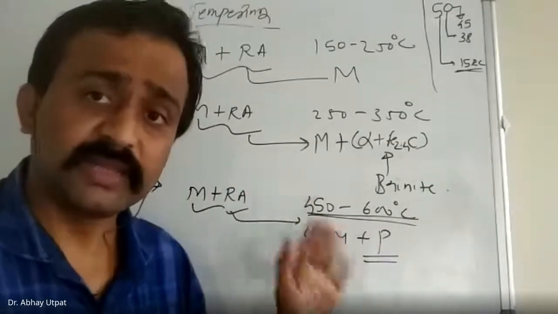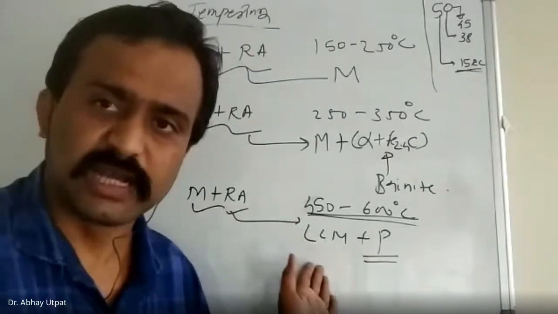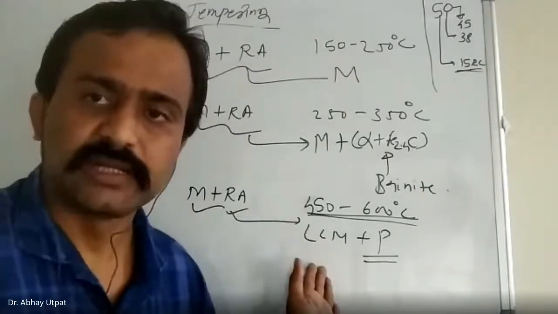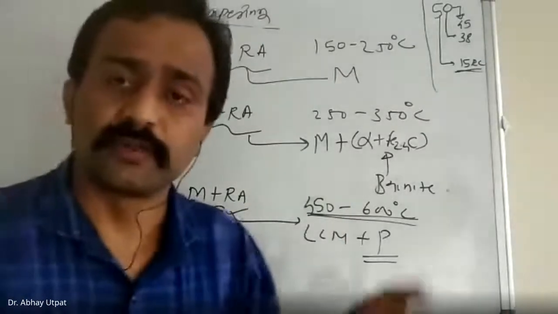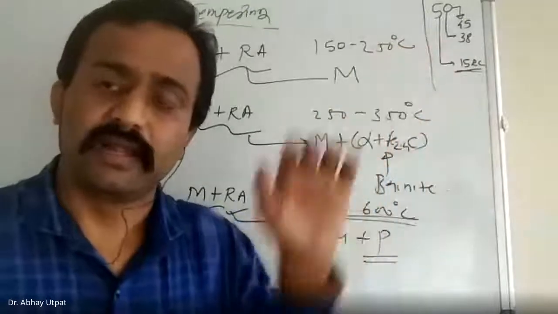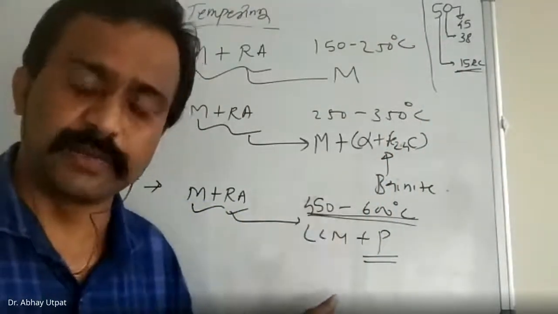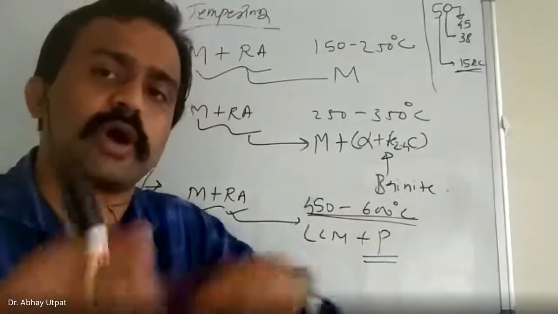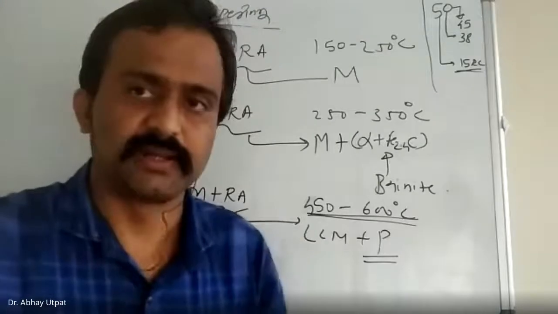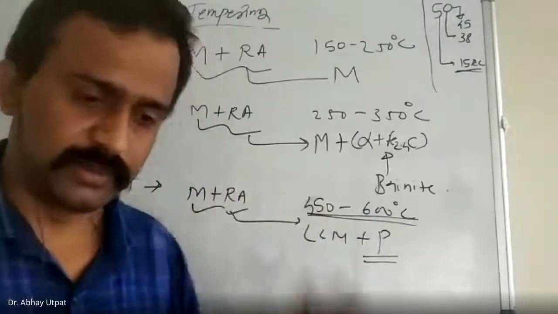This is used for connecting rods, gears, crankshafts, camshafts. For crankshafts and connecting rods, if you normalize, and the same component if you harden and give high temperature tempering, the life with the second process is more. It is observed with experiment. That's why people are following it. Okay, now write down.